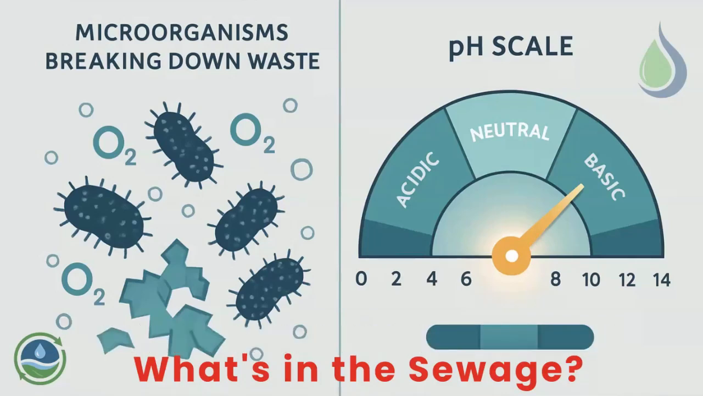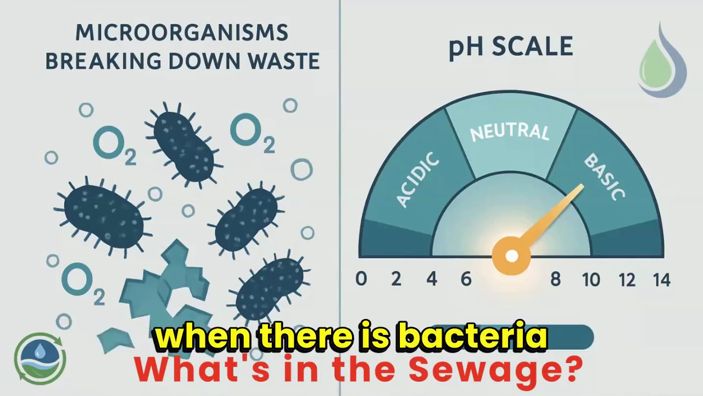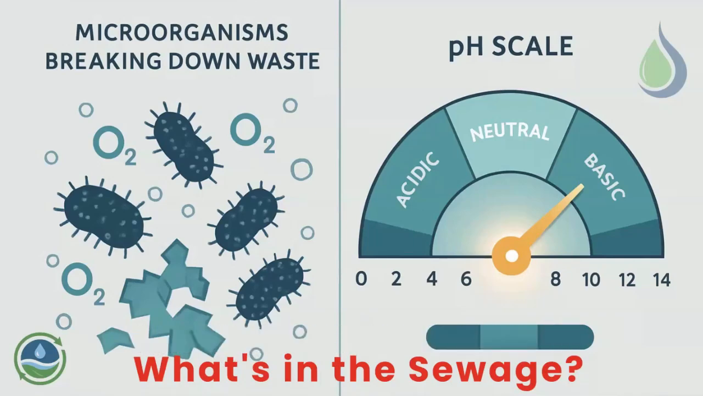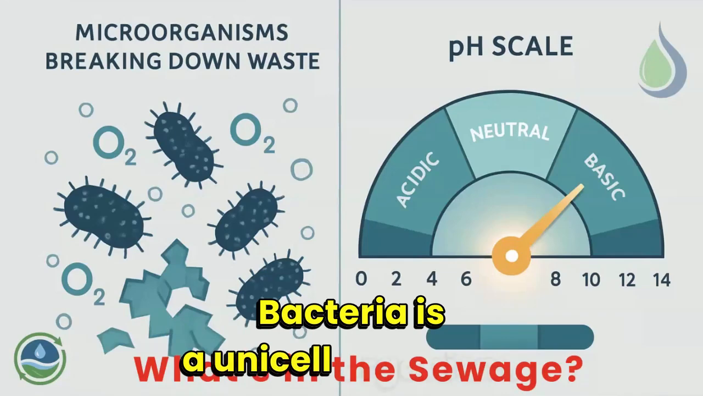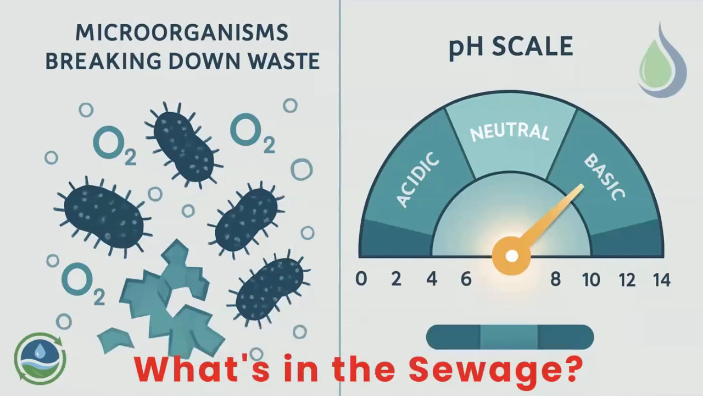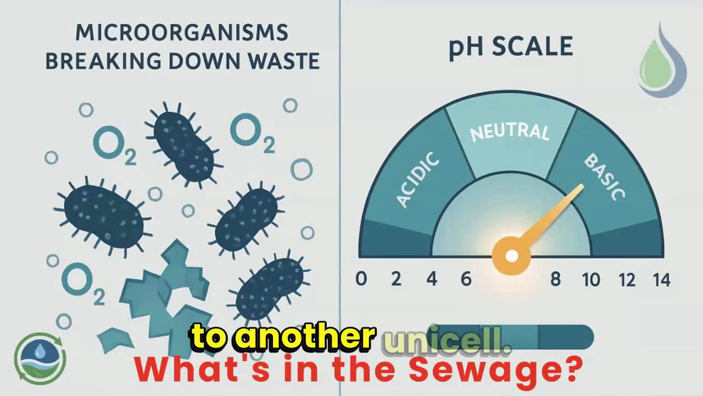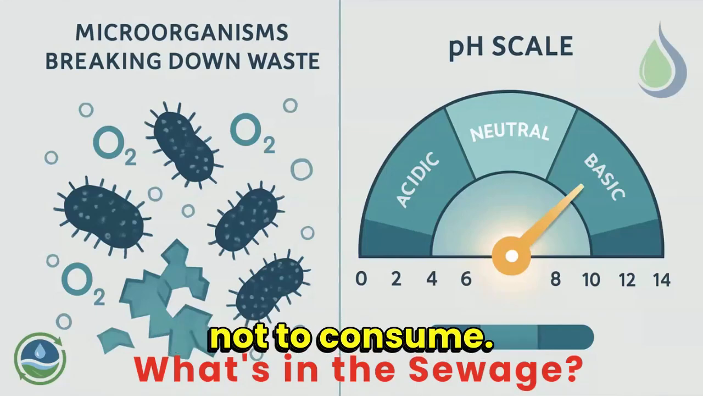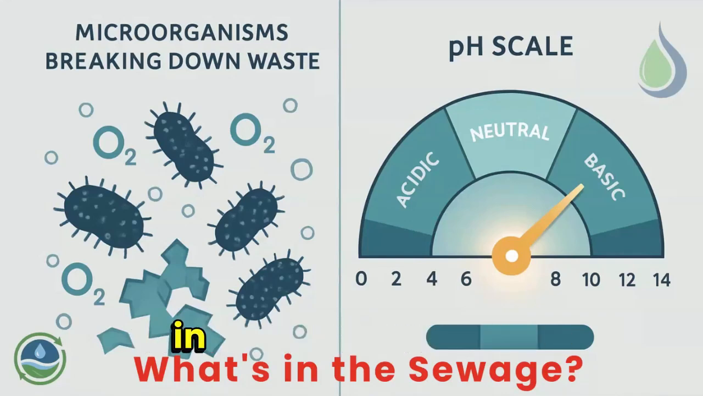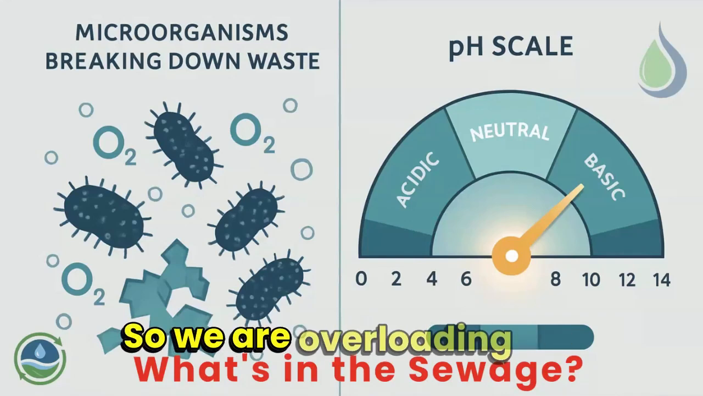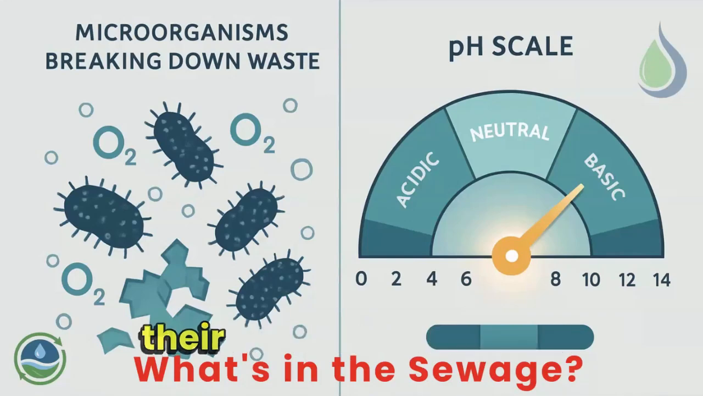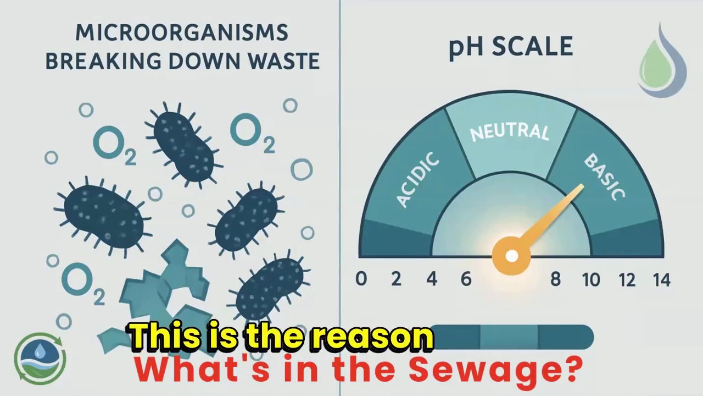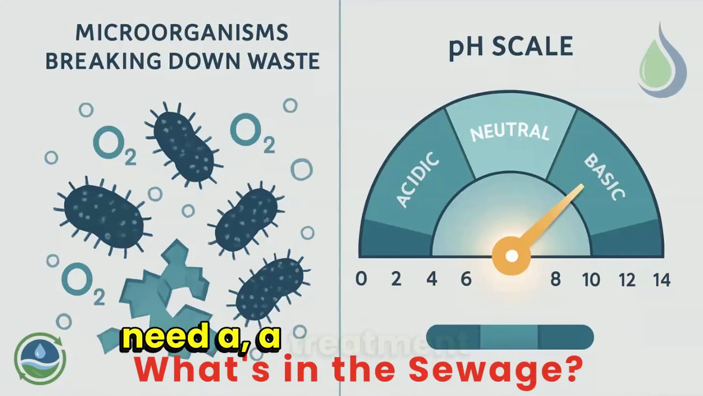So whether we accept it or not, whether the water goes into a treatment plant or not, bacteria come and eat sewage. Then you might ask, when there is bacteria in nature, why do you need a sewage treatment plant? Bacteria have a process time, right? And bacteria have limitations. They can eat only so much. Bacteria is a unicell organism. If you are giving too much food, they tend not to consume. So that much bacteria may not be able to grow there in the required time. So we are overloading our water resources beyond their natural capability. This is the reason why we need a treatment plant.